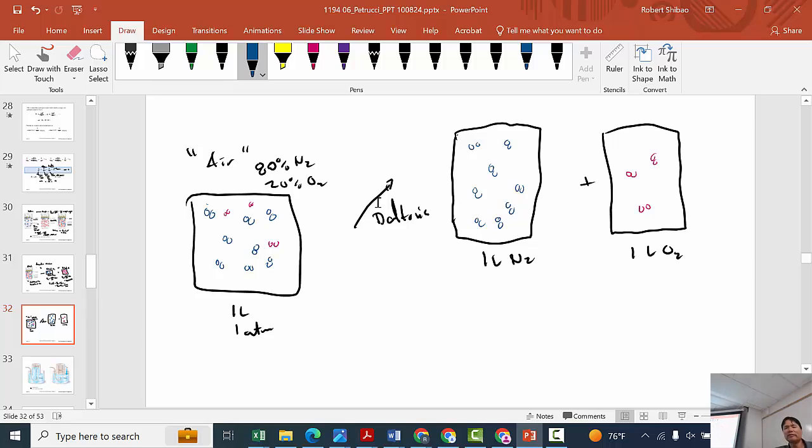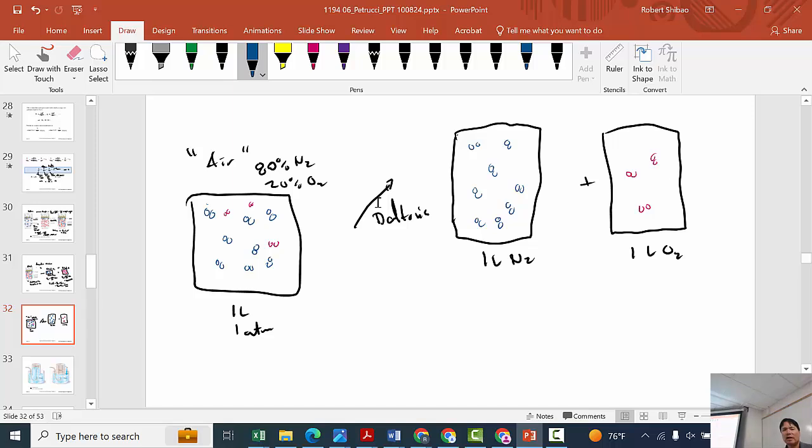So if I have 1 atmosphere of air, then I just separate the nitrogen from the oxygen, but I give them the same volume container. So now I'm going to have fewer collisions here because I don't have the collisions with the oxygen now. And what's going to happen to the pressure? It's going to decrease. Do you know what the new pressure is going to be?